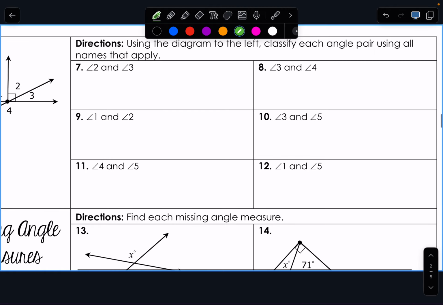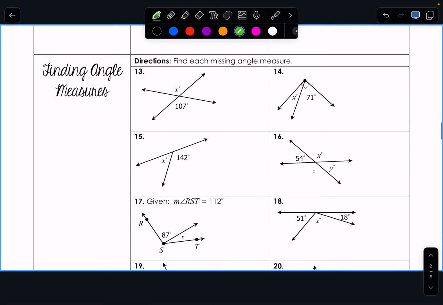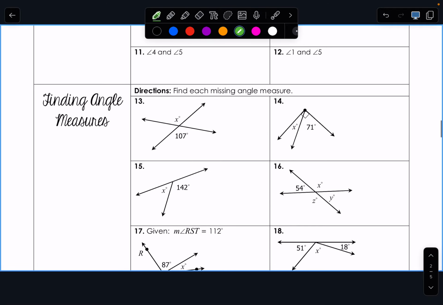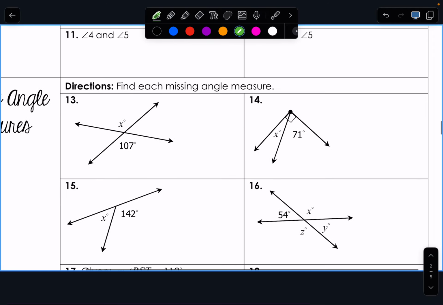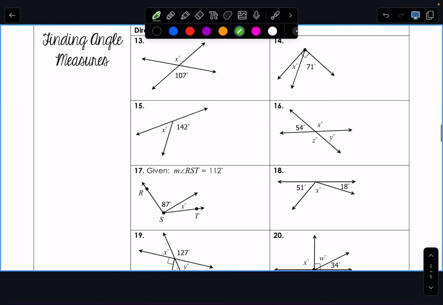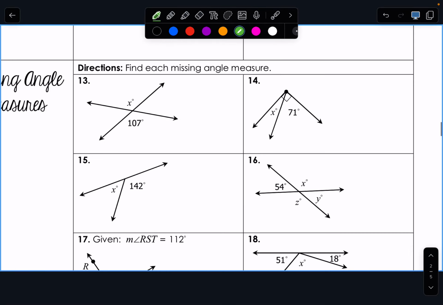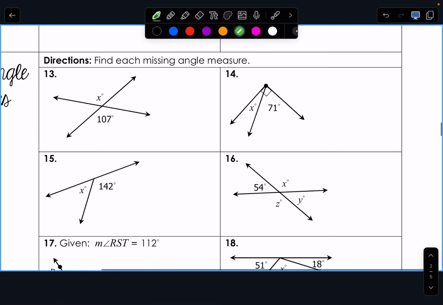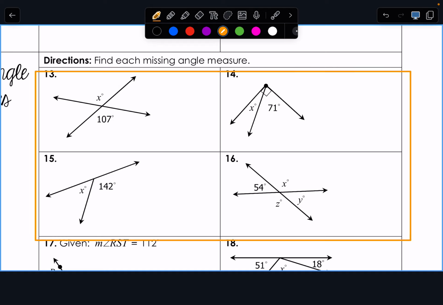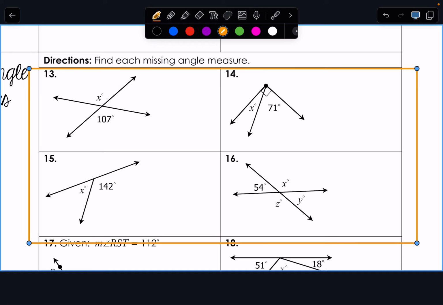So let's go to number 13. Okay. I want to make sure that we can do some algebra here. So you know what? This is what I'm going to do. I am going to give you a couple moments. Can you try 13, 14, and 15? See what you can come up with there.